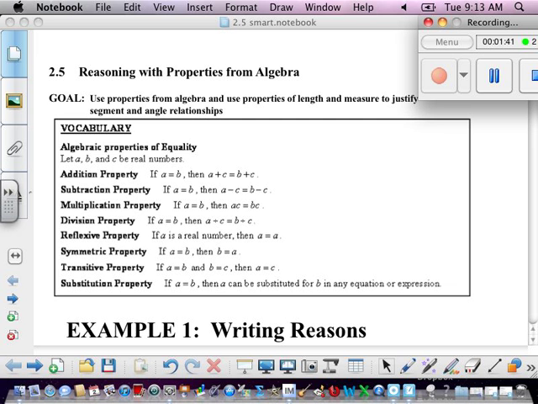Substitution. If A equals B, then A can be substituted for B. If I'm not here, who's here? Substitute. You take it out, you put something else in. If they're equal to each other, you can substitute it.